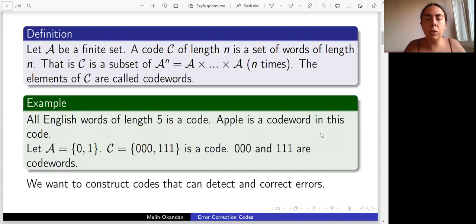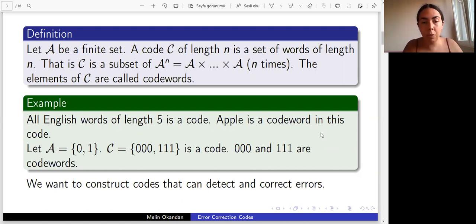Before diving deep into this question, let us define some basic things. Let A be a finite set. Now, we are defining a code C of length n as a set of words of length n. That is, C is a subset of the Cartesian product of A n times, and the elements of C are called code words. For example, English verbs of length 5 are actually a code. And apple is a code word in this code because it is a length 5 word and it's in English.